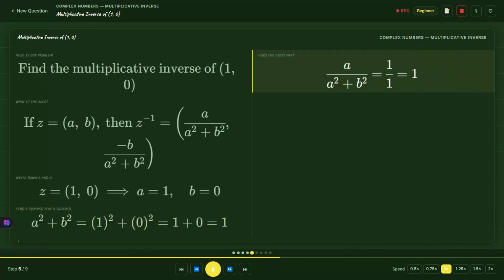Now let's find the first part of our answer. We put a on top and 1 on the bottom. That's 1 split into 1 equal part, which is just 1.